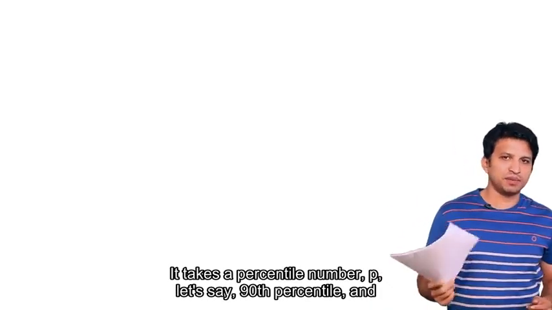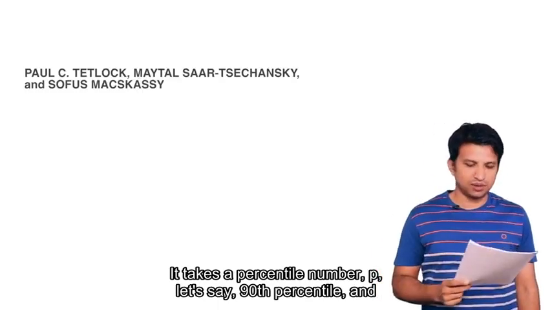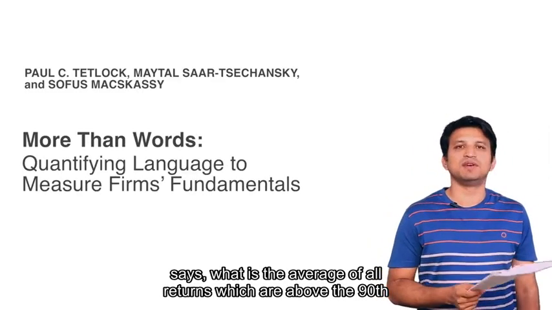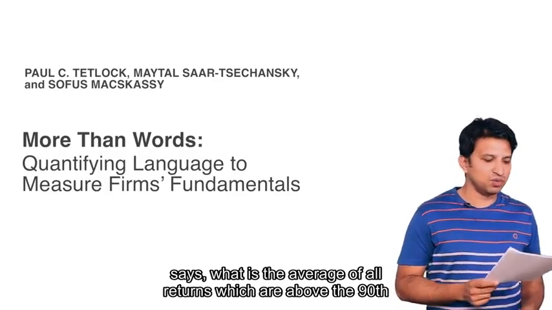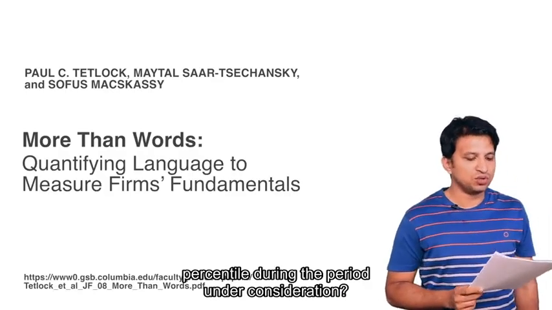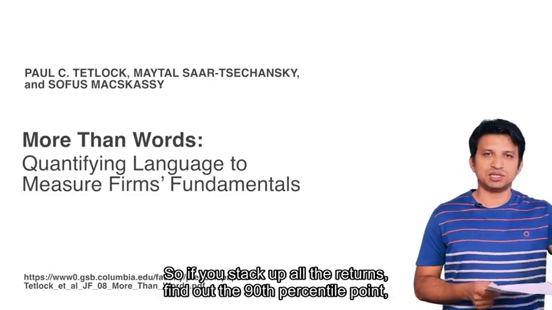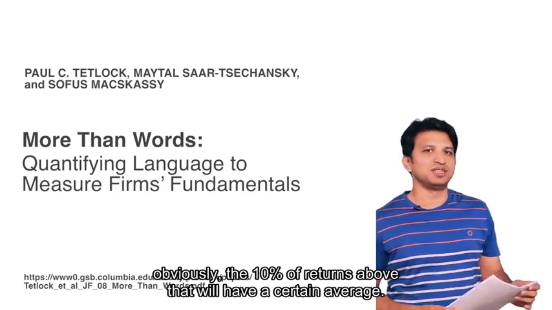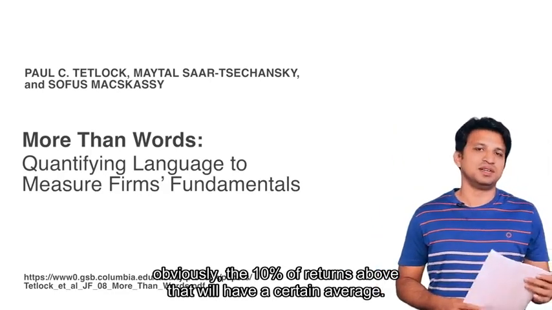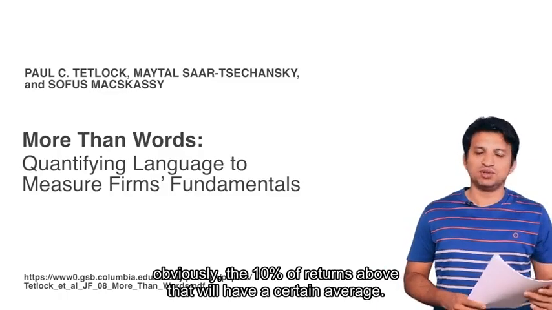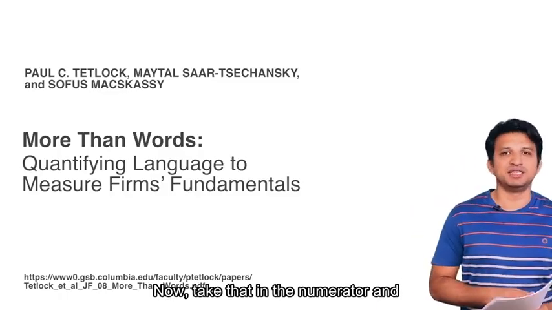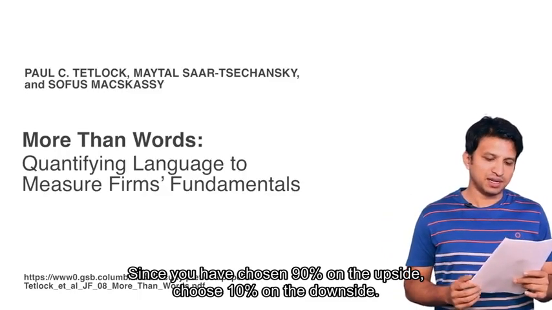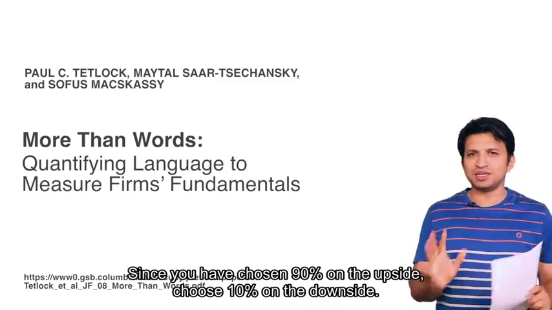So this is based on this famous paper by Tetlock. This paper is titled More Than Words, Quantifying Language to Measure Firms' Fundamentals. Look at the title. It says More Than Words, Quantifying Language to Measure Firms' Fundamentals. So this is a Journal of Finance paper. I know by now you are familiar with Journal of Finance, Review of Financial Studies, or Journal of Financial Economics. You looked at papers. You also looked at accounting papers. So this is a Journal of Finance paper written by Tetlock and others. Now the idea here is very simple.